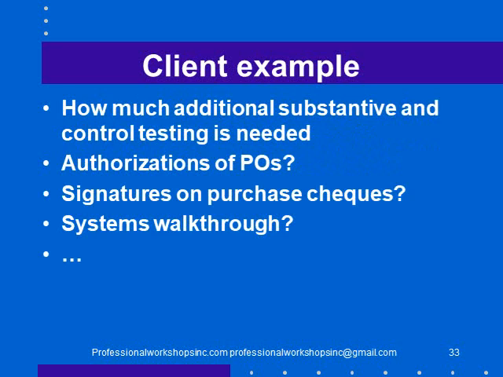Now, how much additional substantive and control testing is needed on cost of goods sold? Do we have to look at authorization of purchase orders? Because they had all kinds of purchase orders. Every time they bought stuff, they issued a PO. And when they paid stuff, they had 2 signatures on the checks. Do we have to look at that? Do we have to do a system walkthrough? Do we have to do D&I? The answer was no.